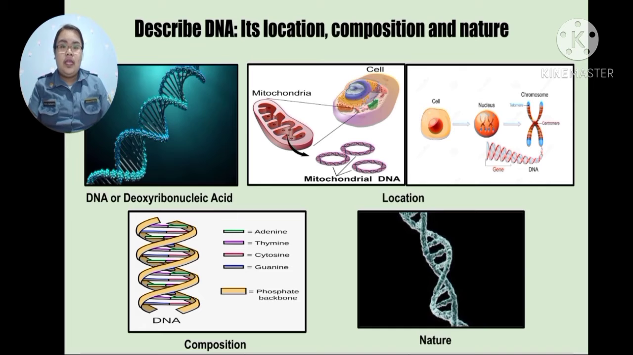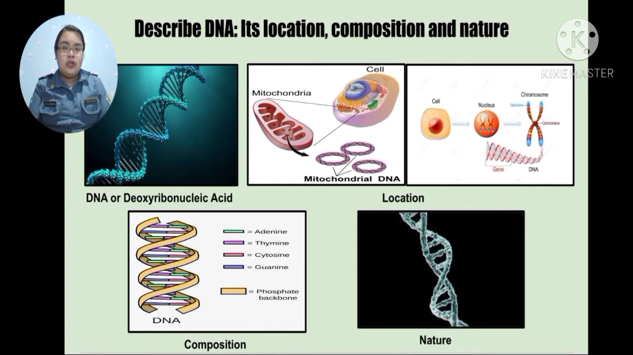So, first, DNA or deoxyribonucleic acid. So, ano nga daw po ba ang DNA? So, ang DNA daw po, isa siya sa self-replicating material na meron sa all living organism as the main constituent of chromosomes. So, ang DNA daw po is double-stranded spiral staircase. So, tinatawag din daw po natin itong double helix.